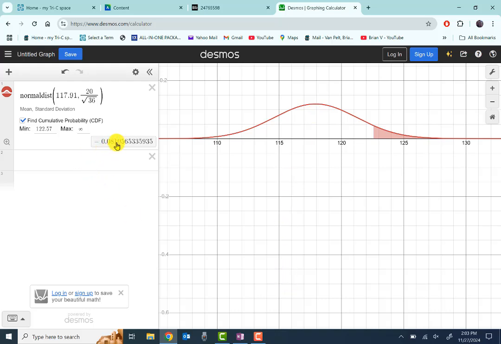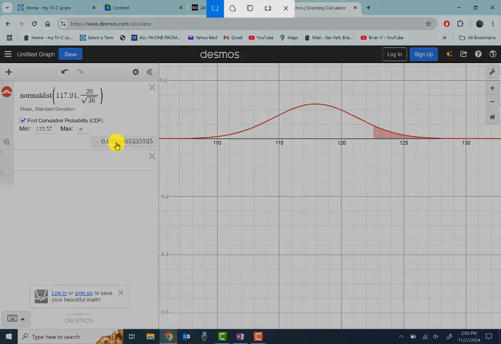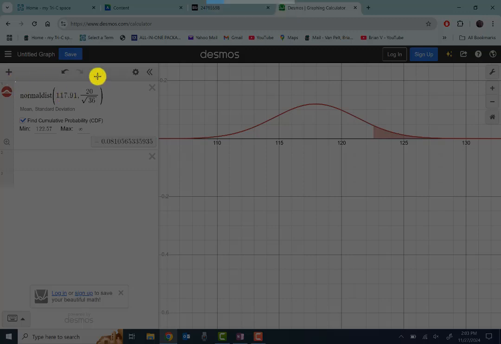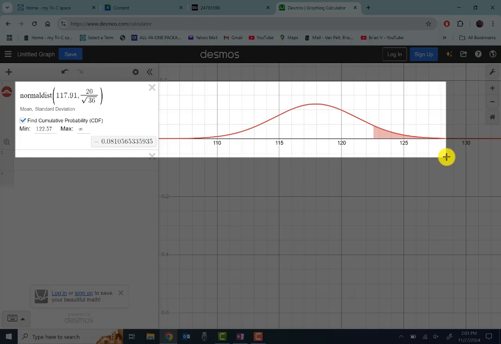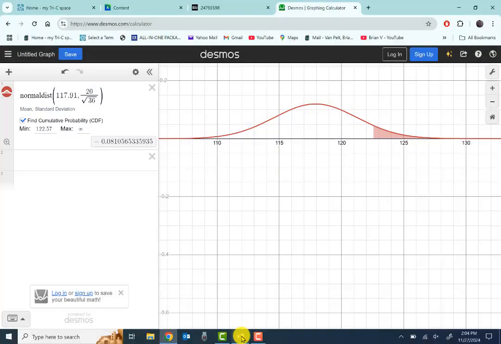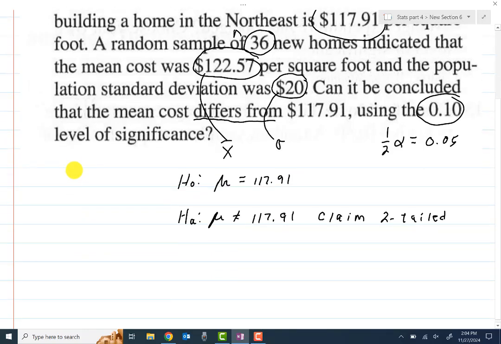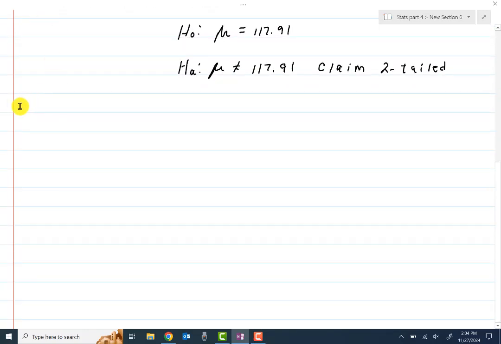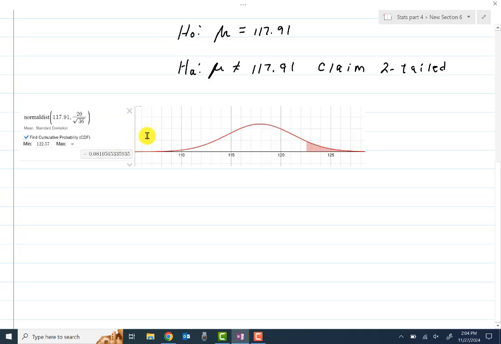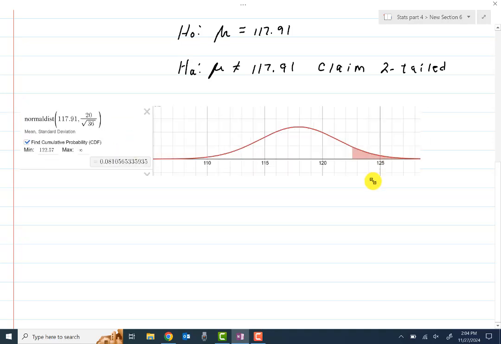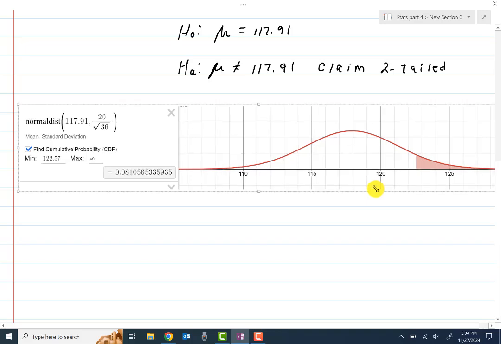This number here is the p-value. You don't have to do the z where you change it to a z or anything like that or look up a table or anything. Everything is right here on one screen. So come back here. Make this a little bigger so it's easier to see. And here we have it. This is the p-value right here. And that's it here.